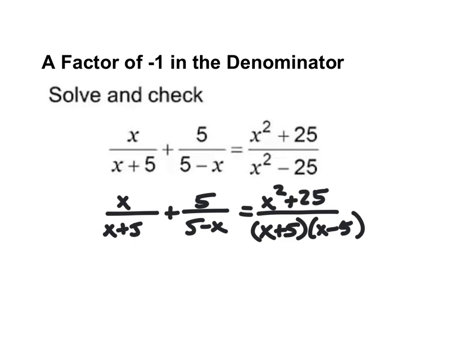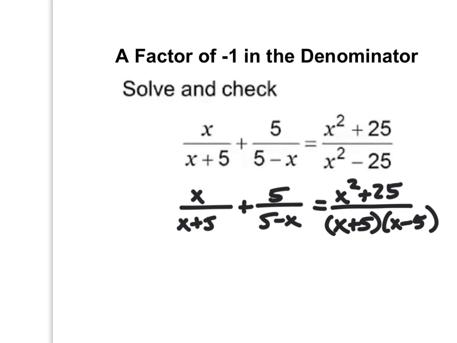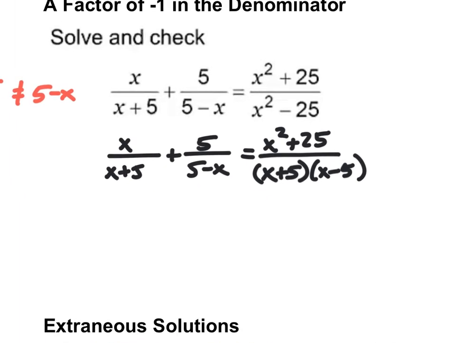Now, the thing that we have to realize here is that 5 minus x and x minus 5 are not the same thing. They are very close, though. Let me write that over here: x minus 5 is not equal to 5 minus x. Those are two different things. How I know is that here my x is positive, here my x is negative, here my 5 is negative, and here my 5 is positive. So these two things aren't equal. However, I can factor out a negative number here to turn it into x minus 5. So let's do that.